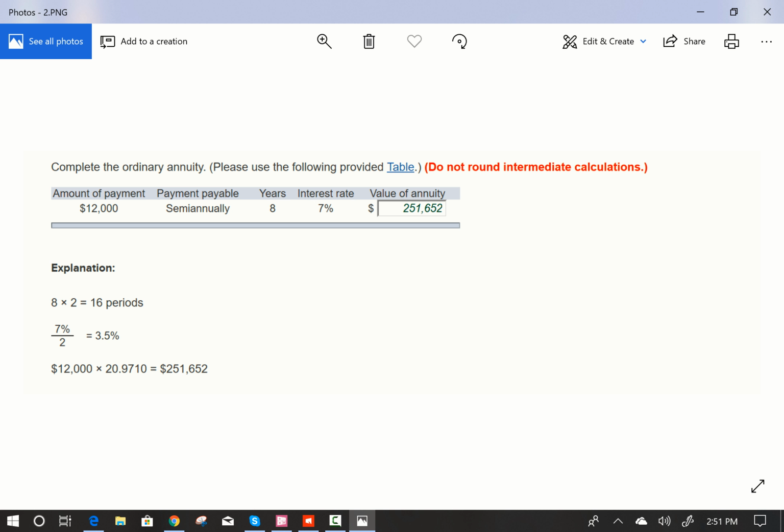We take 7% and divide it by the number of times it's invested each year, which is twice, and we'll use 3.5%. All you've got to do is go to the future value of an annuity chart, find the corresponding factor for 16 periods and 3.5%, and that gives you the factor of 20.9710. Multiply that times 12,000, and the value of that annuity is $251,652.